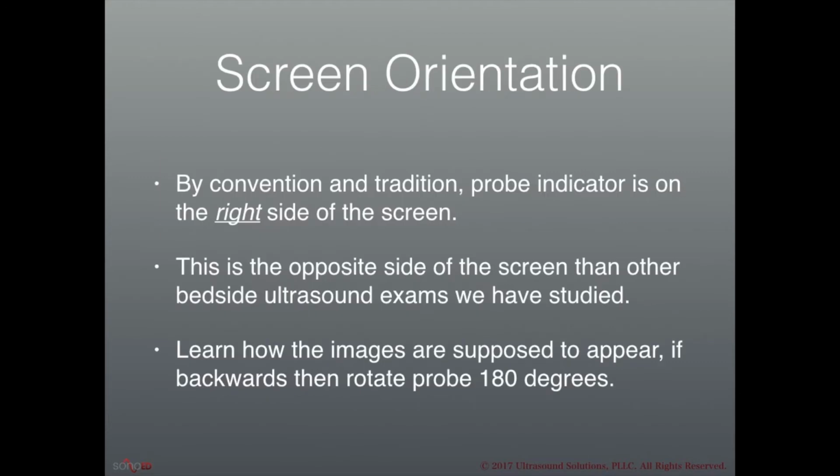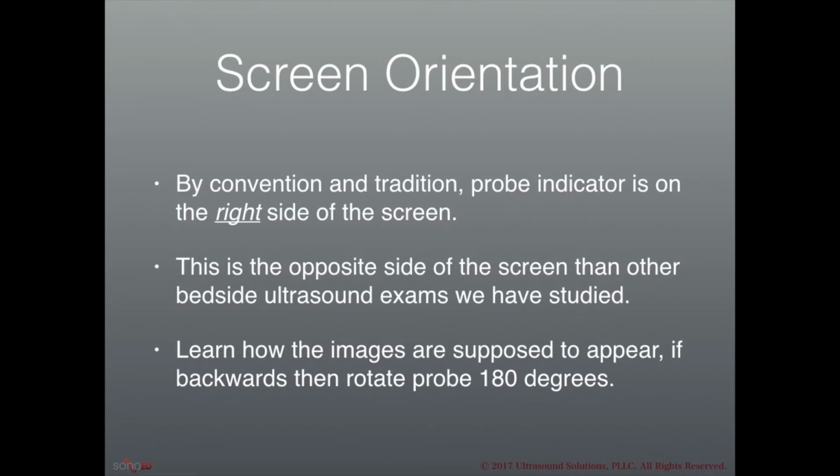Now, when we orient the screen for cardiac ultrasound, it can get a bit confusing. This is because by convention, cardiologists have always obtained their images with the indicator on the screen on the right side of the image. Whereas if you'll recall, up to this point the indicator on the screen has always been on the left side of the image. So this is opposite of what we've learned to this point. This can get confusing because most machines come from the manufacturer with this as the default setting, so most of us within ultrasound leave it this way.